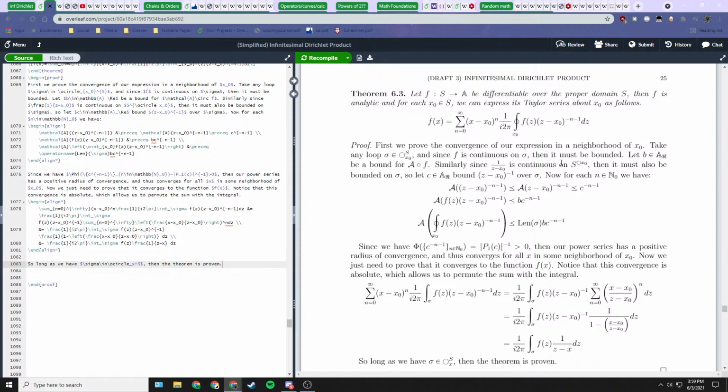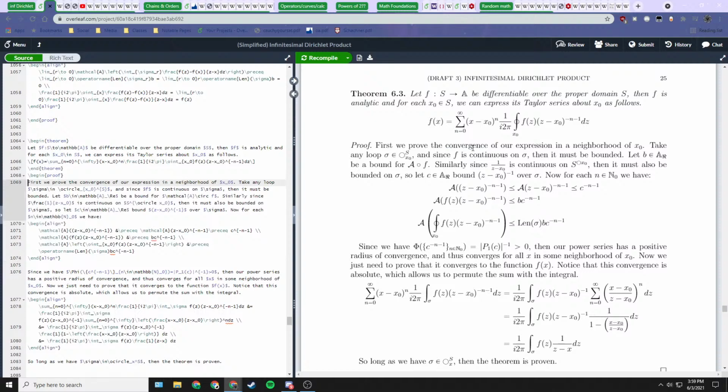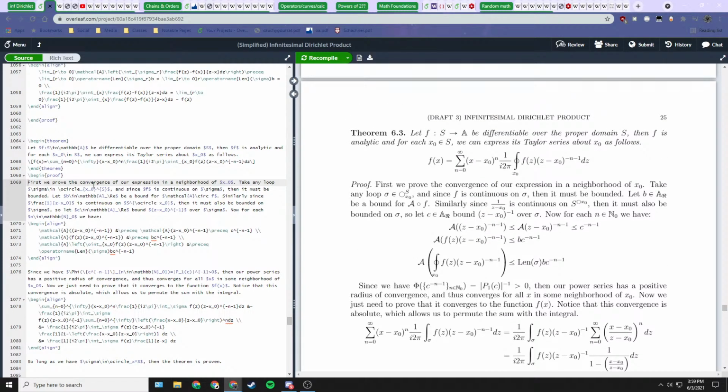Oh, actually, that's trivial. Okay, I got it. So we're gonna have to induce a specific convex neighborhood. So take a loop, and so on. First we prove convergence of our expression.